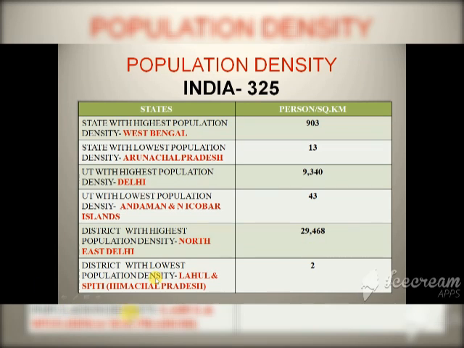Then the district with the lowest population density is Lahul and Spiti. These two districts are in Himachal Pradesh, and it has only 2 persons per square kilometer. As you remember, based on the different factors which affect population distribution, we have this variation. And remember, what is population density? I think all of you remember, it is the number of persons living per square kilometer. So this is the table which you have to refer to for your map work.